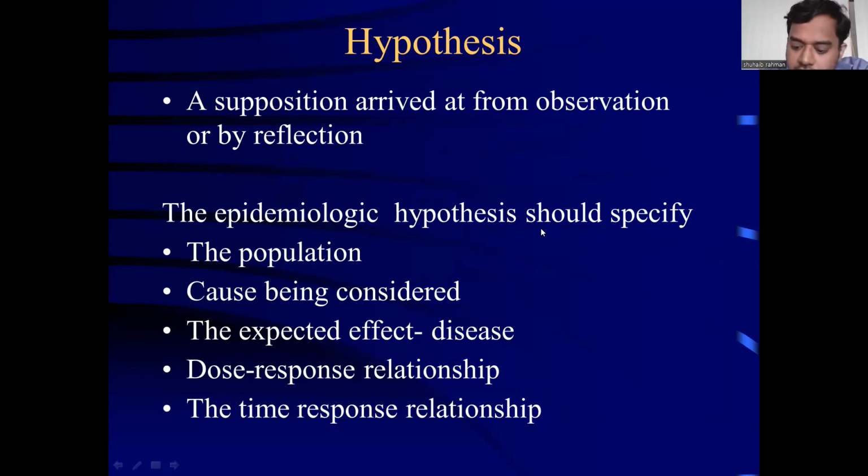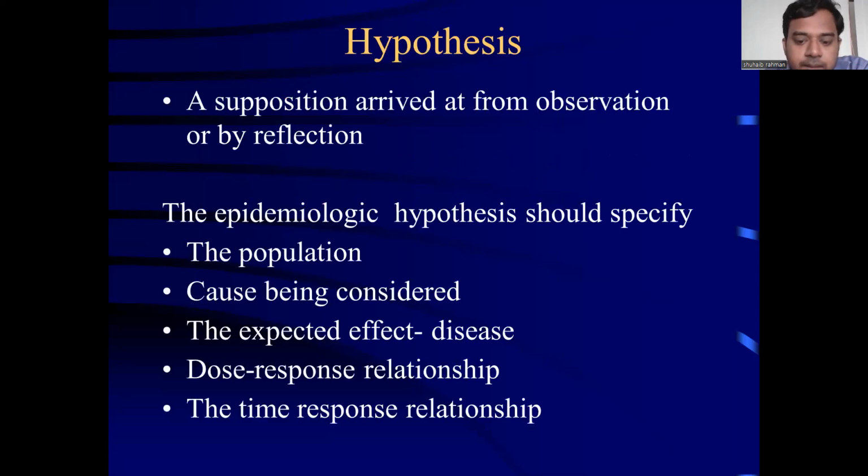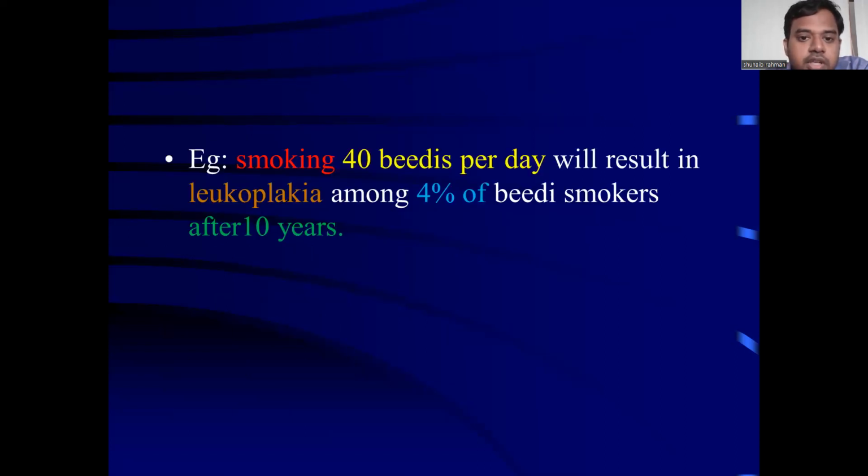So I will give an example of how to write a hypothesis. This can be an ideal hypothesis: smoking 40 BDs per day will result in leukoplakia among 4% of BD smokers after 10 years. So this is what is going to be your hypothesis. The hypothesis should mention the population to be studied. So the population is a smoking population that we have mentioned already.